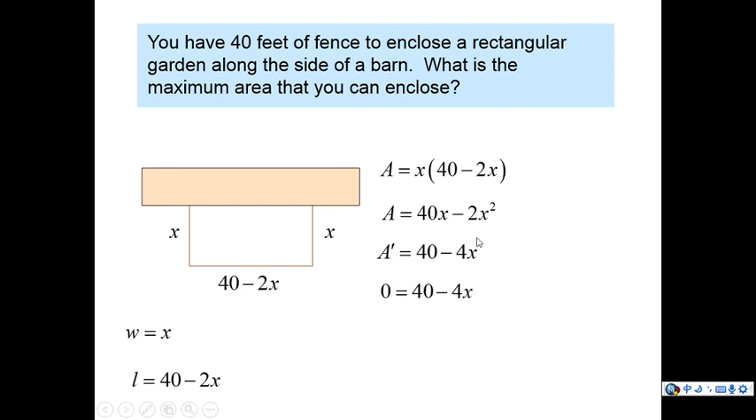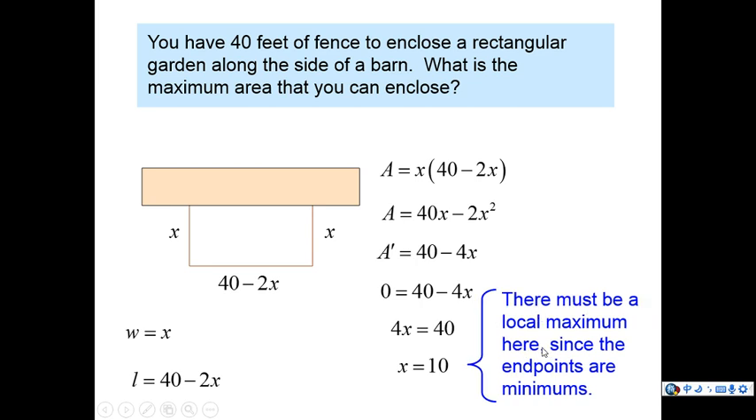Again, once we find the derivative, we set it equal to 0 so we can solve for x. So that means x is 10. And then the unit for that is 10 feet, which is the width. And there must be a local maximum here, since the endpoints are minimum.